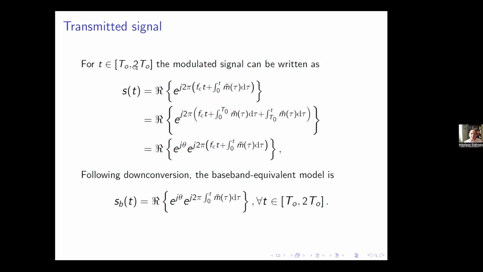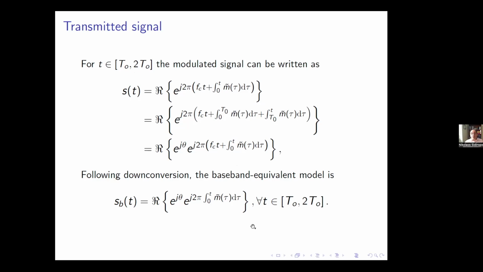If you look at the repeated segment, the modulated signal can be written in this form. So you have this real part of this complex exponential, and you have m tilde here, but m tilde has this repetition structure. So you can write it as the integral from 0 to T naught, and then T naught to t. T naught is the first transmission. And then basically, what you end up with because of the repetition is this.